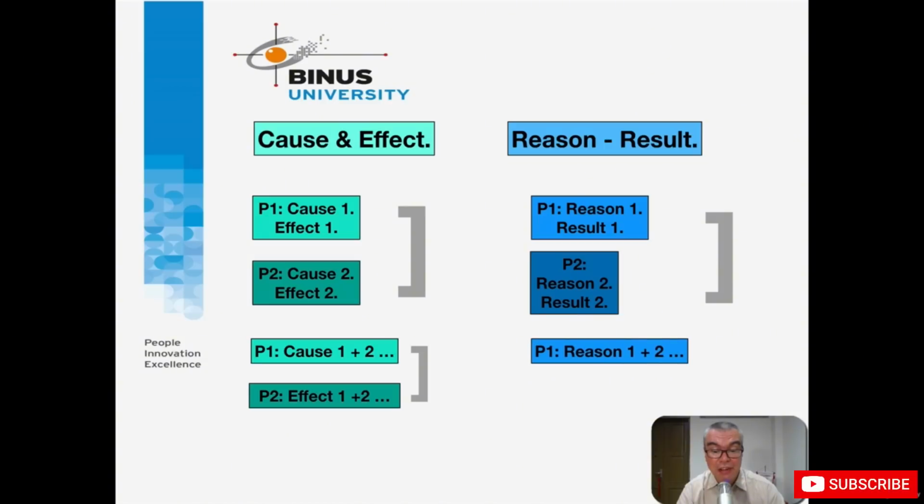So you could have paragraph 1 describe reason number 1 and reason number 2. Then you move on to a new paragraph and you discuss result number 1 and result number 2. Again, both of these approaches are correct as long as each paragraph has that focus on a main idea. You need to choose whichever approach is most comfortable and clear to you.